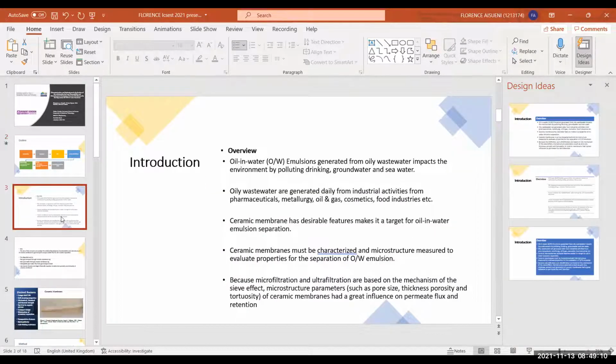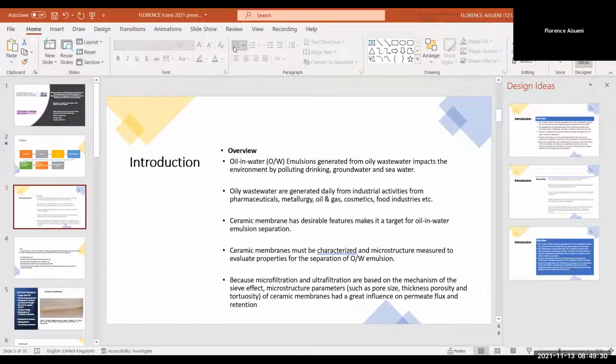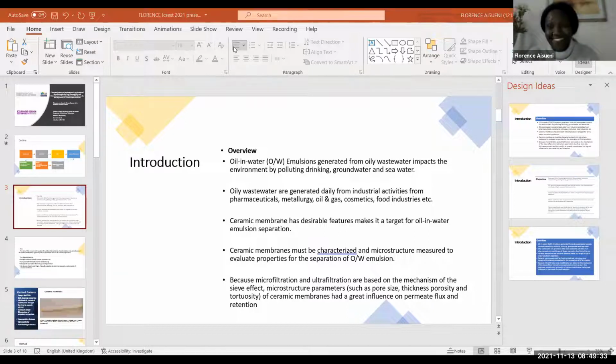Oil-water emulsions are generated daily from different industrial activities, and they need to be treated before they are disposed into the environment. The proposed method I'm using for that treatment is, sorry, I forgot to put on my video. I need you to see my face. Okay. So, the proposed method is ceramic membrane, and it has been chosen for its desirable features, which are mentioned later in the slides.